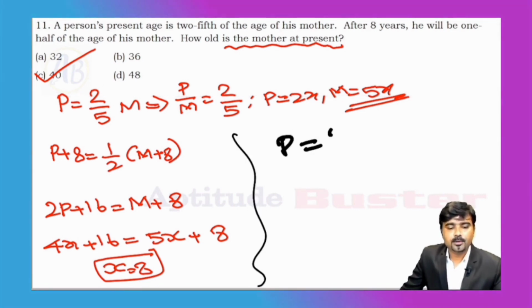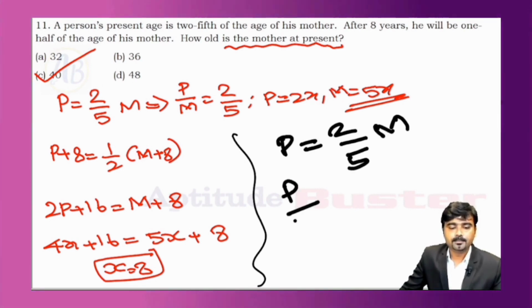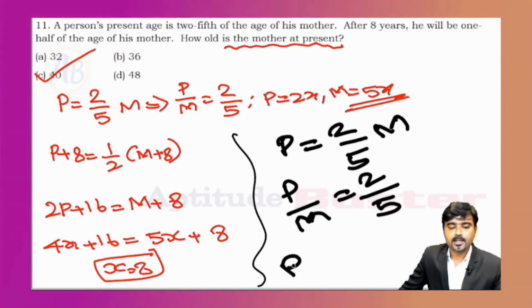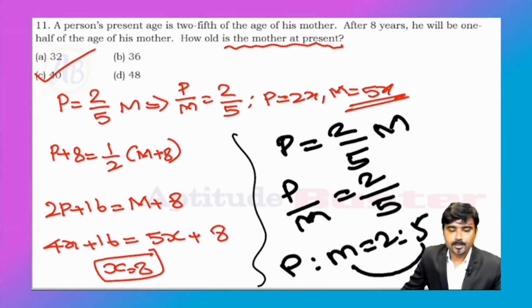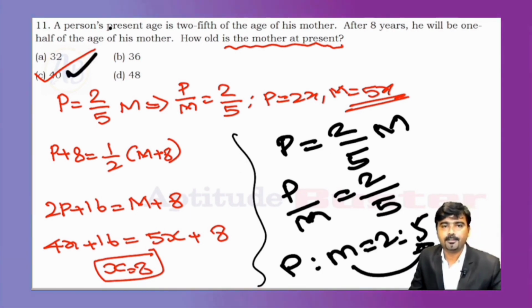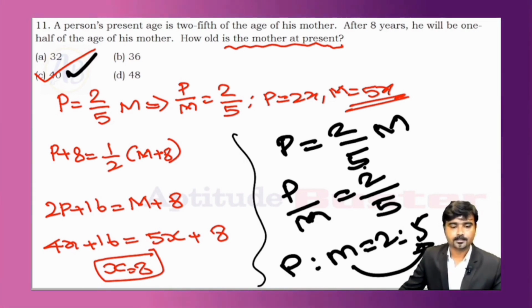P is equal to 2/5 of M. Am I right? What is P by M? P by M equal to 2/5. What is P is to M? It is equal to 2:5. That means M should be a multiple of 5. In this answer choice, 40 is the only multiple of 5. That should be the correct answer.